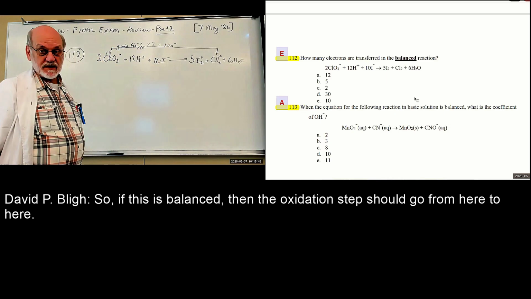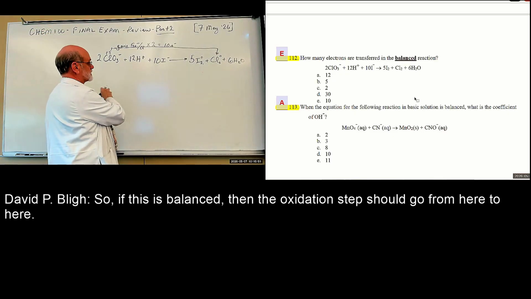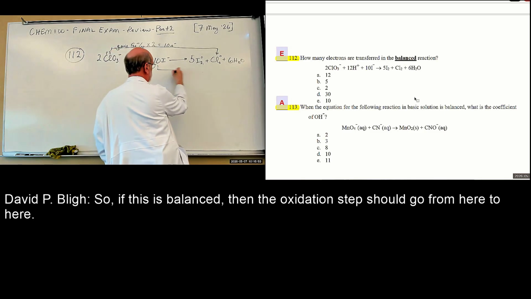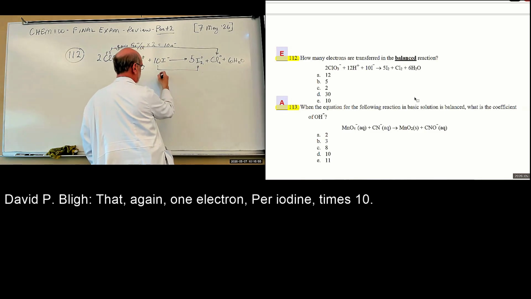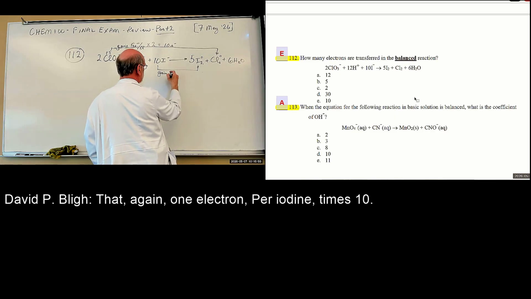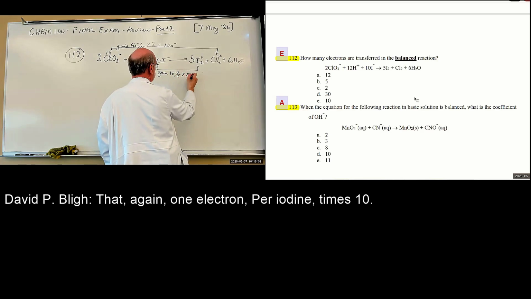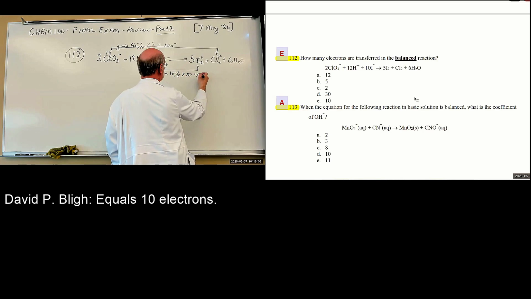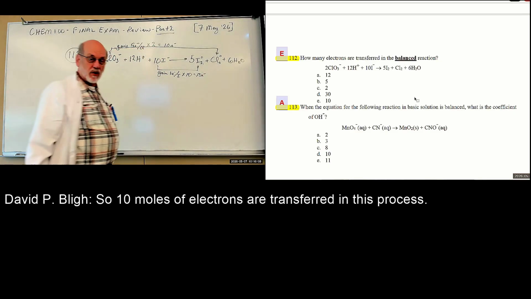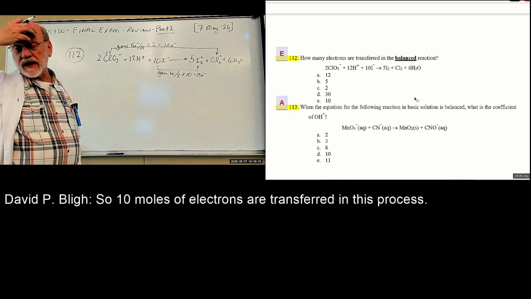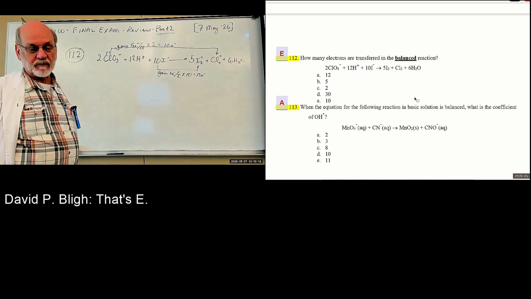So if this is balanced, then the oxidation step should go from here to here. A loss of 1 electron per iodine times 10 equals 10 electrons. So 10 moles of electrons are transferred in this process. That's E.